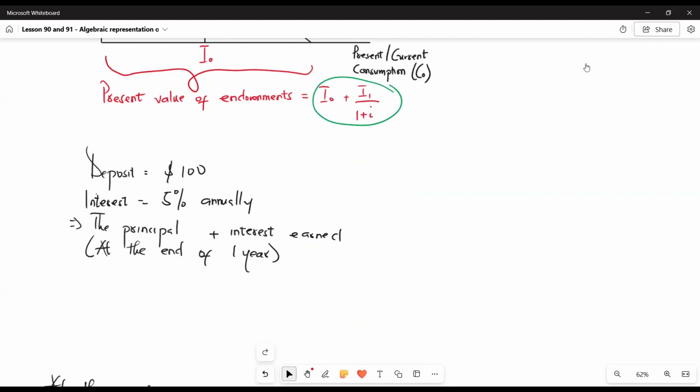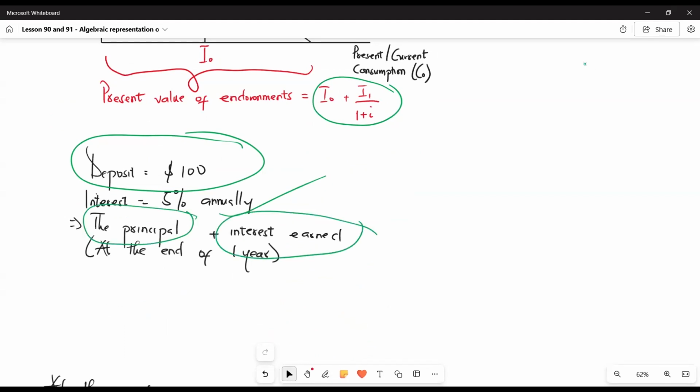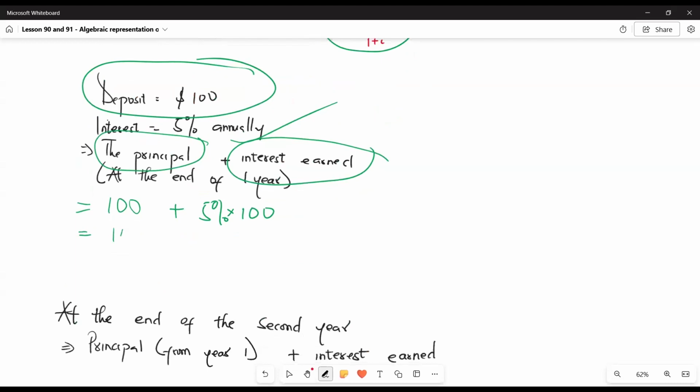Now, let's assume that you deposit $100 in the bank that yields an interest rate of 5% annually. At the end of year one, the amount that you are going to get is the principal plus the interest that is earned. This is going to be equal to the $100 that you invested plus 5% earned on that $100. So if we rewrite this, we are going to have 100 plus 0.05 multiplied by 100. This is going to be $105. If you invest $100 at 5% interest rate annually, at the end of the first year, the amount that you're going to have is $105.